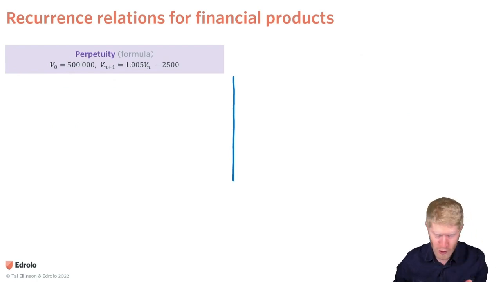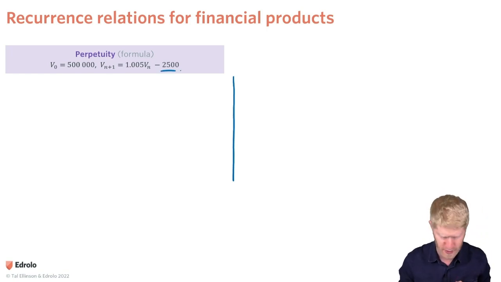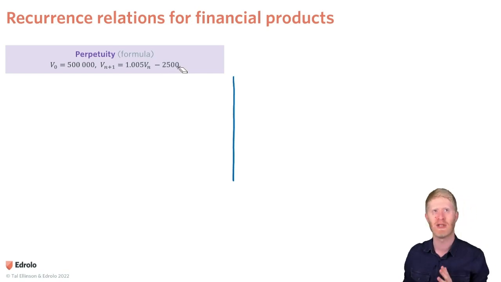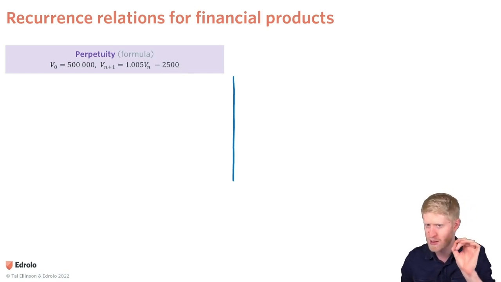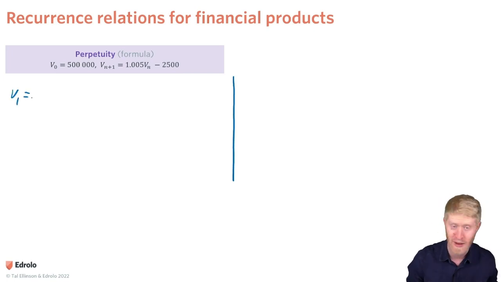Now this, if you look closely, will look exactly the same as the annuity, with one small change. The number of this payment is different. And it's not just that the number has changed, it's that it's changed to a very specific and special value. To understand what's going on over here, let's work out V1, okay?